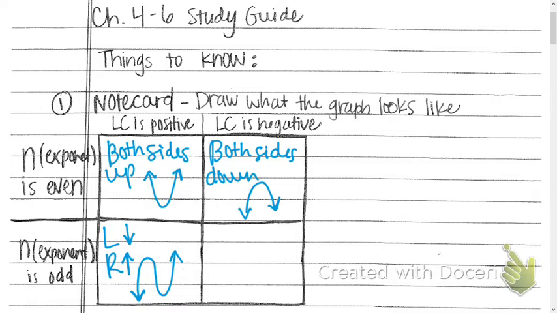If the exponent is still odd, but the leading coefficient is negative, then it's the opposite, and left points up and right points down. I always just look at the right side. If the right side's pointing up, it has to be positive.